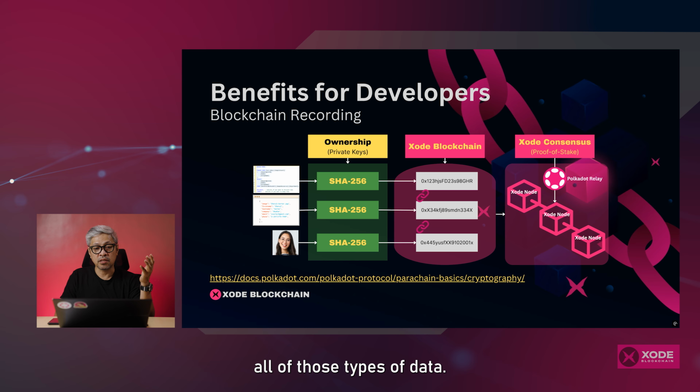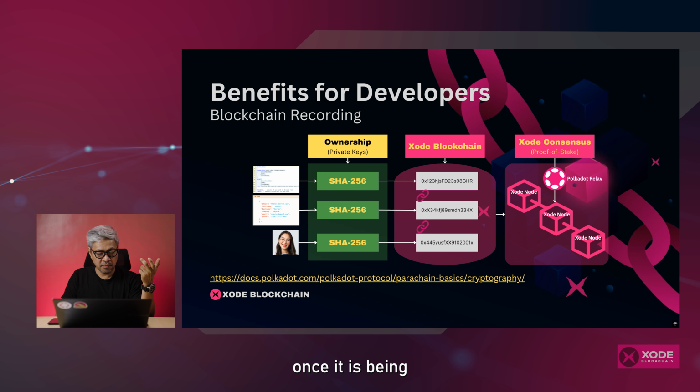That data will then be stored in blocks inside the storage of the blockchain. In our case, it's XODE blockchain, and those data are linked chronologically in such a way that if you remove one data, the entire storage collapses.